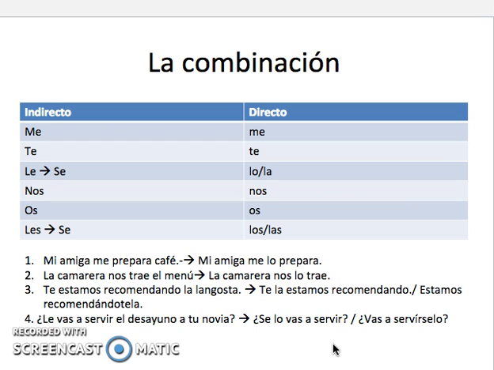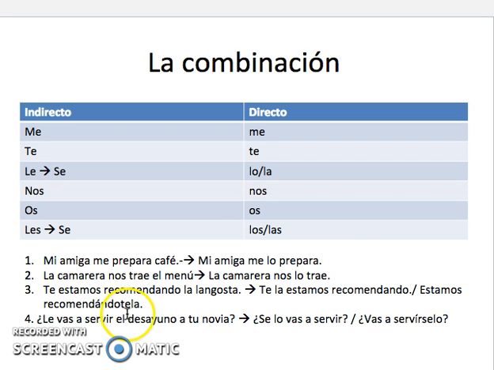3. Te estamos recomendando la langosta. So we recommend the lobster to you, okay? So if we want to say we recommend it to you, then we could have two options for this one. Te la estamos recomendando, okay? So again, you can put the pronouns before the conjugated verb. Or in this case, since we have the present progressive, we have the option of putting the pronouns attached at the end here. So estamos recomendándotela.